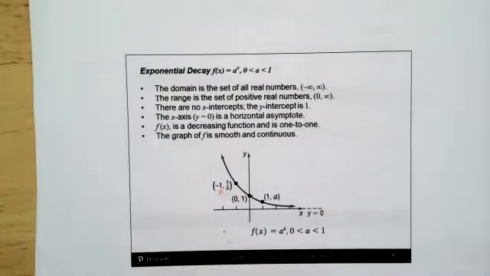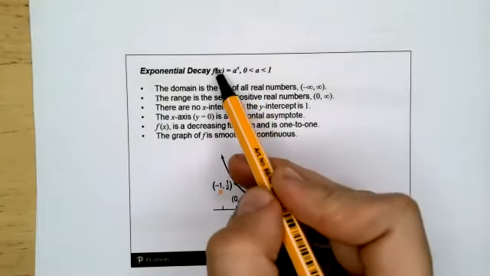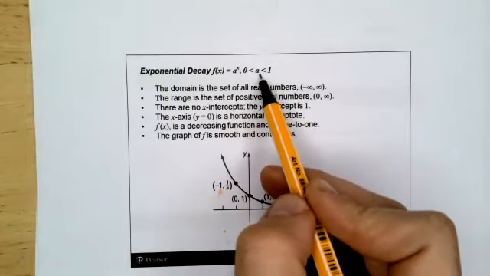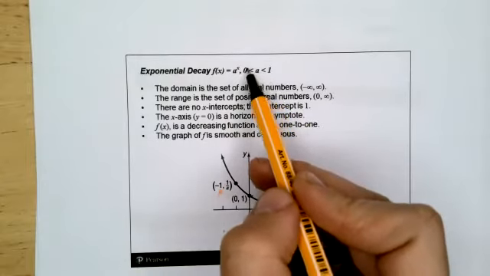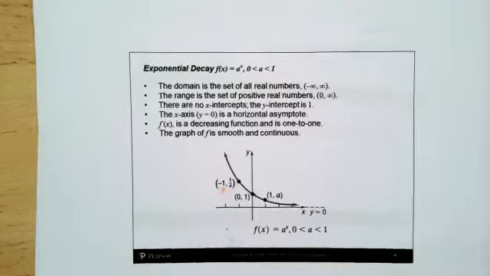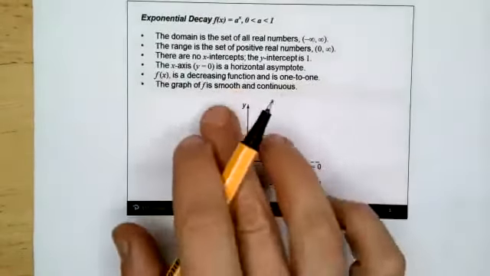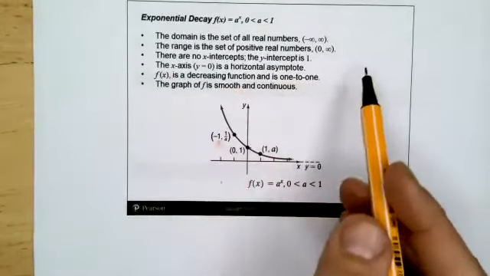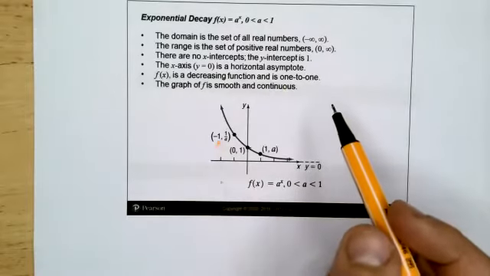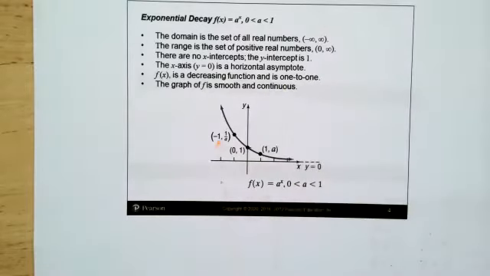Now, same thing, f of x equals a to the power of x. However, a is now a fraction or a decimal that is between 0 and 1. So this is exponential decay. You can see by the picture of the graph that instead of going up from left to right, it's going down from left to right, falling rather than rising because the base is between 0 and 1.